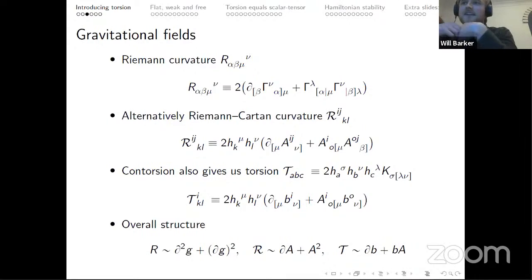So in Einstein's theory, we only really have one field strength tensor, which is the Riemann curvature tensor. If you have tetrads and a spin connection, then there are really two field strength tensors you can get. You can get a Riemann-Cartan curvature, and you can get a torsion tensor. And these differ quite distinctly in a structural sense from the Riemann curvature. So Riemann curvature has second derivatives of the metric in it. Riemann-Cartan and torsion tensors, they have first derivatives.